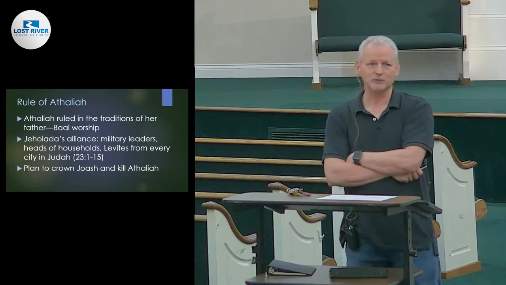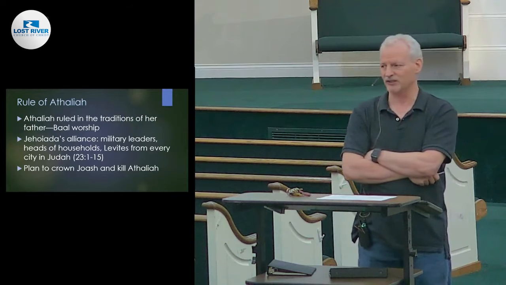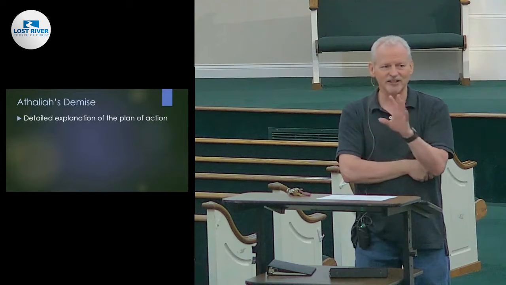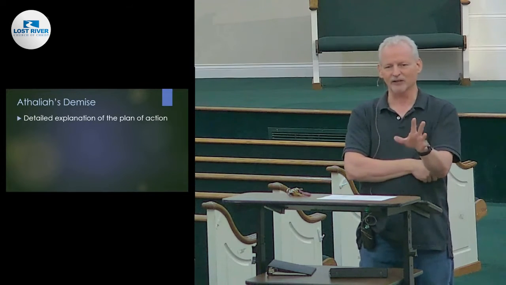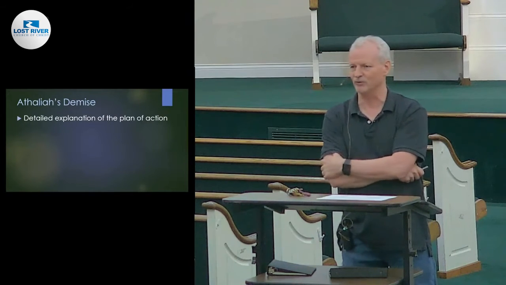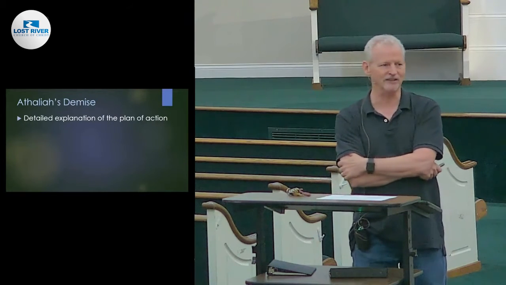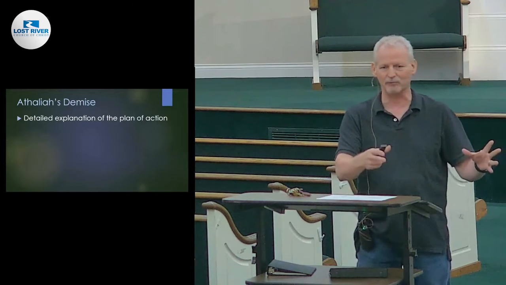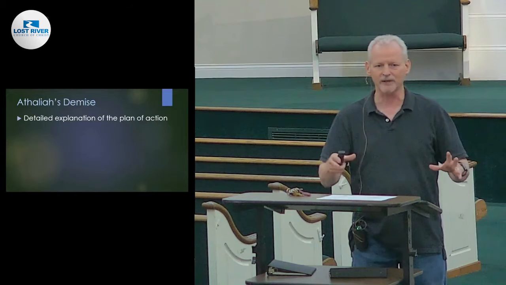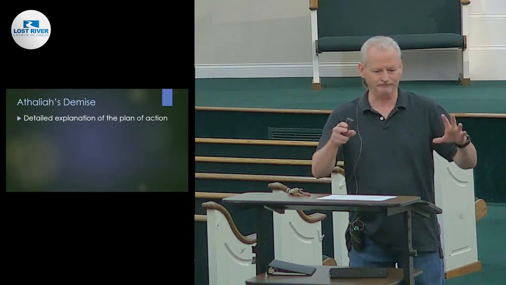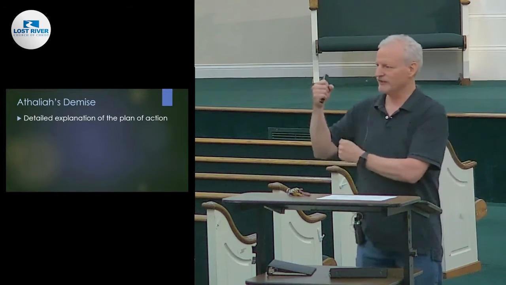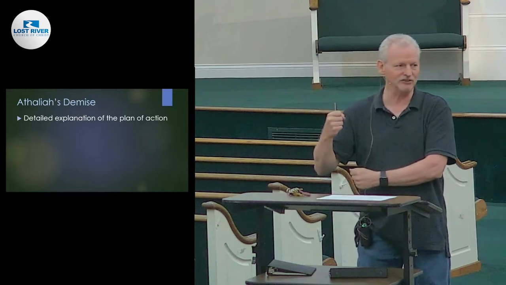So he put together this plan to crown Joash and kill Athaliah. And here's the way that story went. There's a detailed explanation of how all this went down in both 2 Kings and in 2 Chronicles. And we don't have time to go through all the details of that tonight. But basically it involved 3 guards that were set up from among the guard that were put in 3 strategic locations to protect the young king. And they surrounded him with people that had the spears and shields of David.